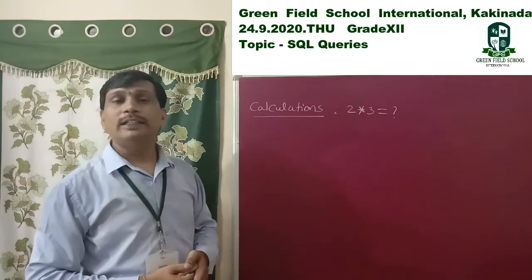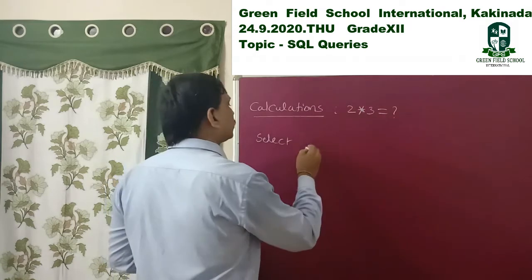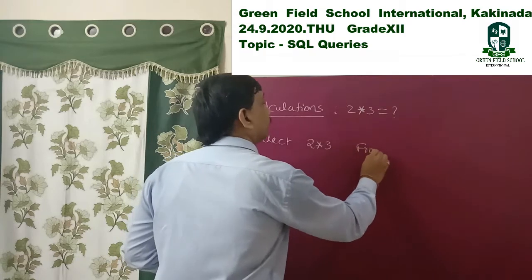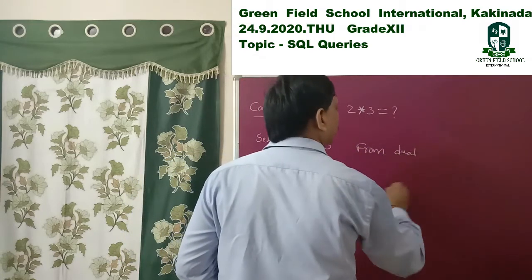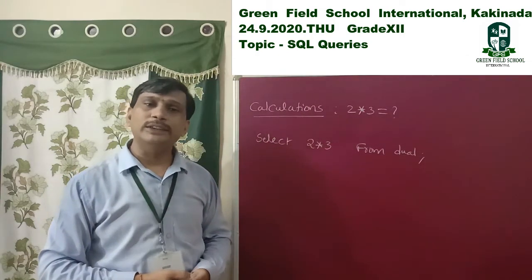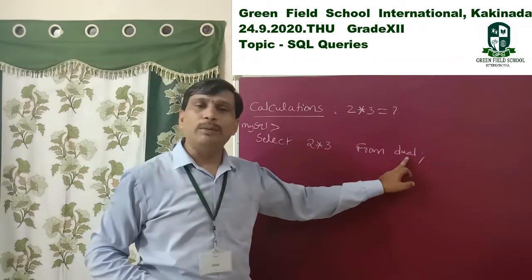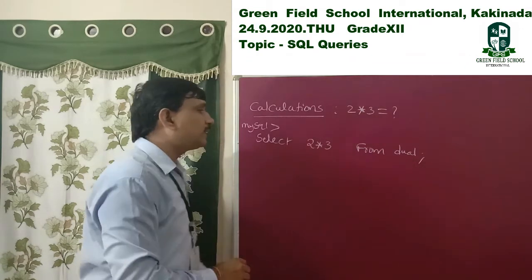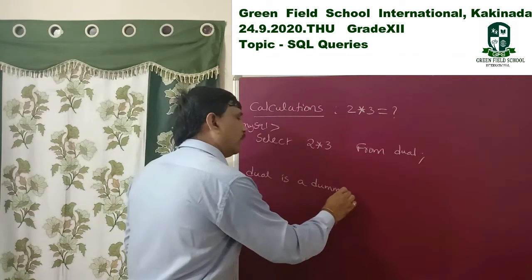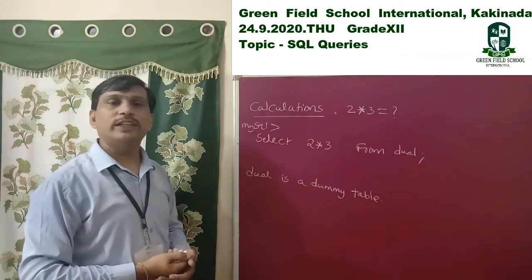Here I specify one table name. So select 2 star 3 from dual. From dual. See, this one is the dual table. In MySQL, MySQL provides one table, a rough table, a dummy table. This dual is a dummy table. So I explained the concept of the dual table, which is very, very important.